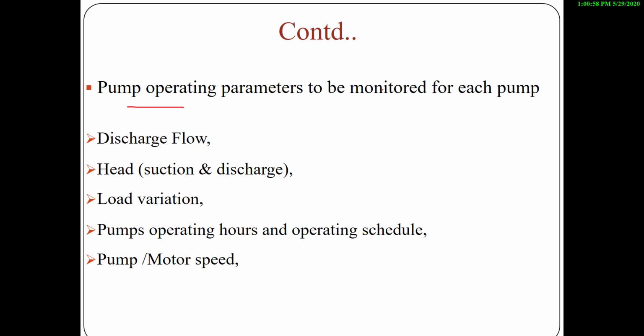And the pump operating parameters to be monitored for each pump are discharge flow, head, suction and discharge, load variation, pump operating hours and operating schedules, and pump or motor speed. These are the basic operating parameters to be monitored for each pump. If an industry has a number of pumps installed, they have to monitor these five major parameters for each and every pump.